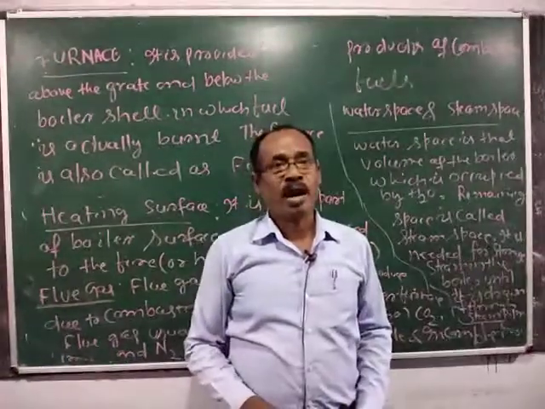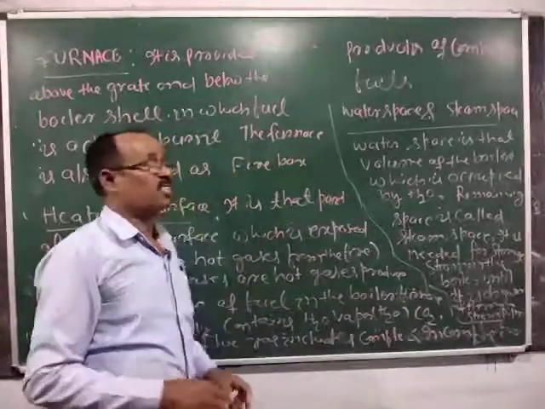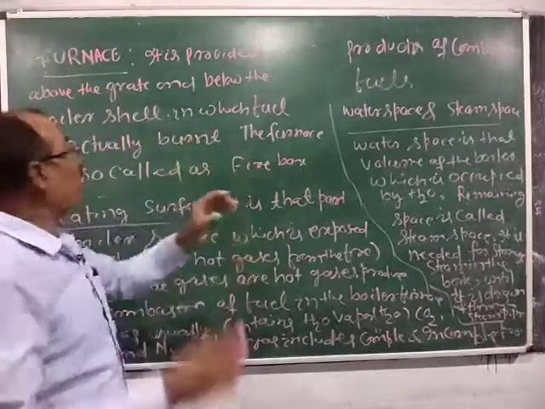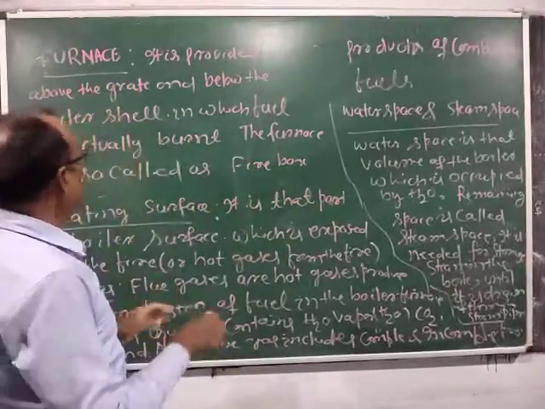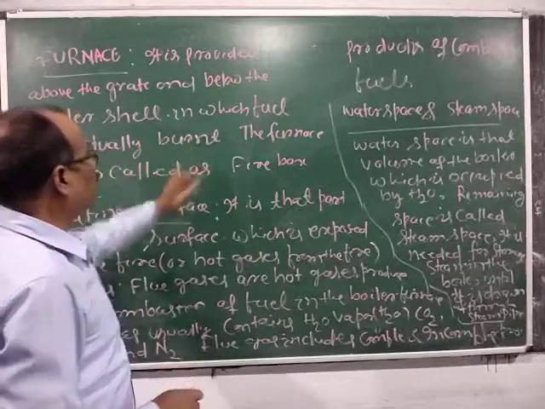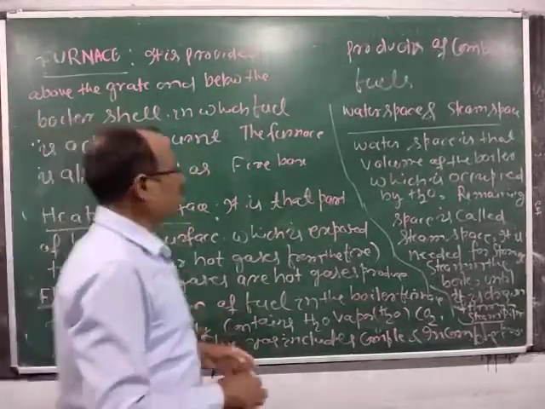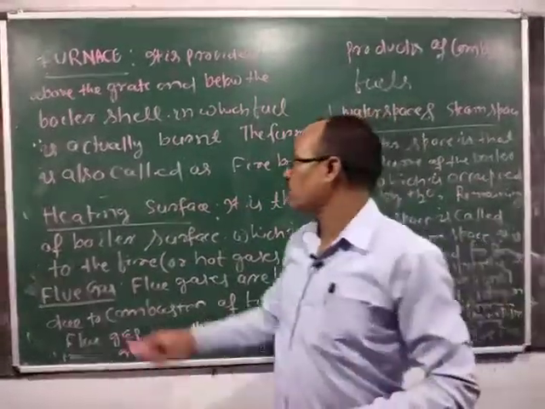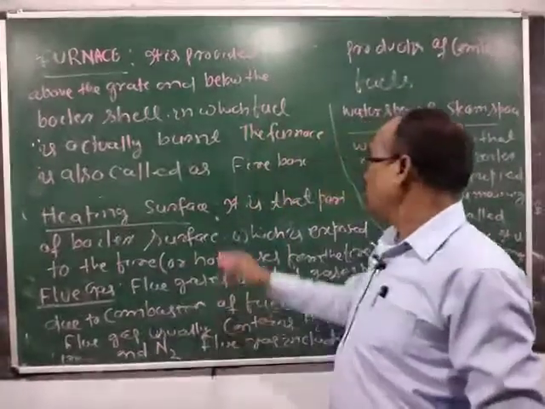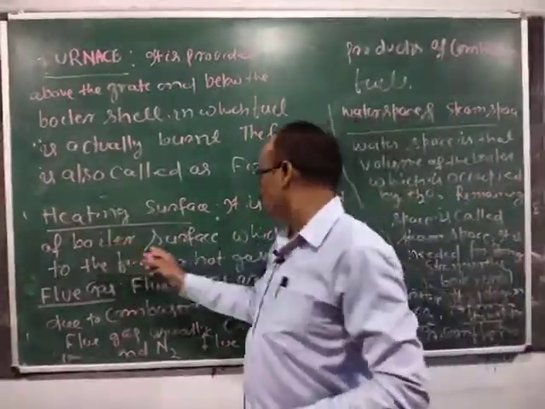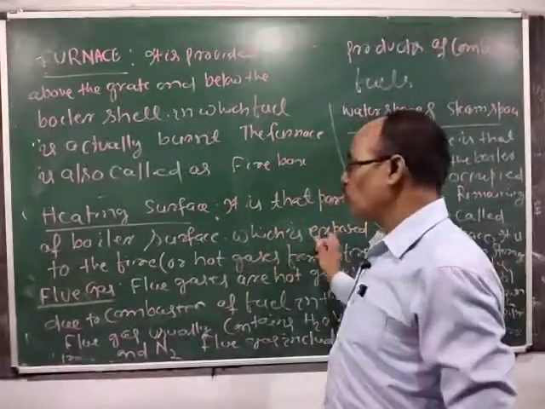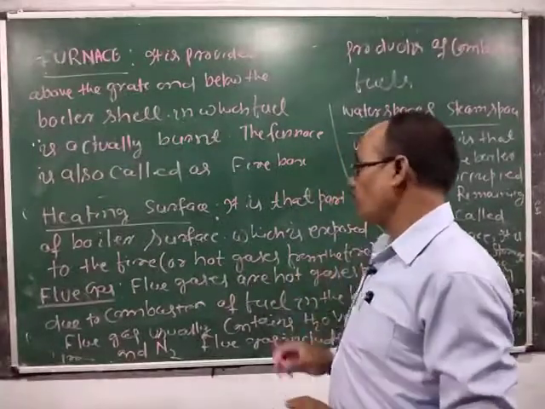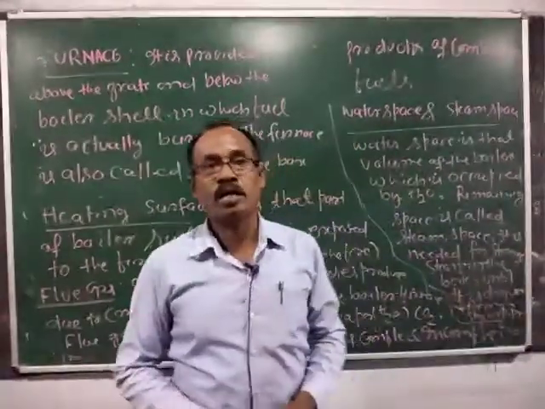Now, I will discuss what is the function of furnace. It is provided above the grate and below the boiler shell, in which fuel is actually burnt. The furnace is also called as fire box. Next point, heating surface. It is that part of the boiler surface which is exposed to the fire or hot gases from the fire.